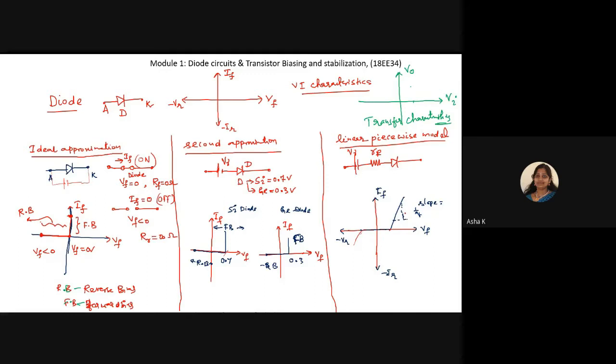After learning these concepts, the first concept of diode circuits from the exam point of view is a topic called series clippers. We'll study in today's class what series clippers are. In clippers, we have two types: one is the series clipper and the other is the shunt clipper.